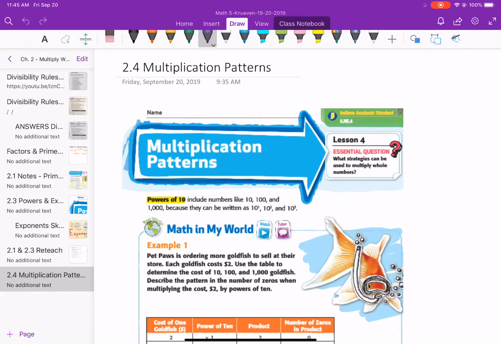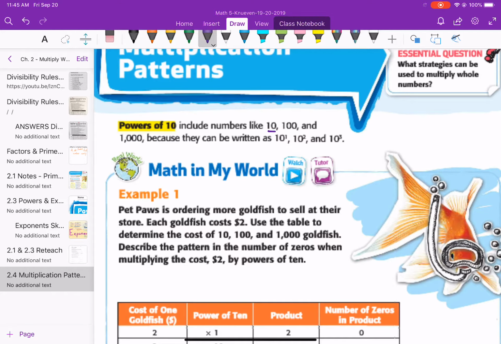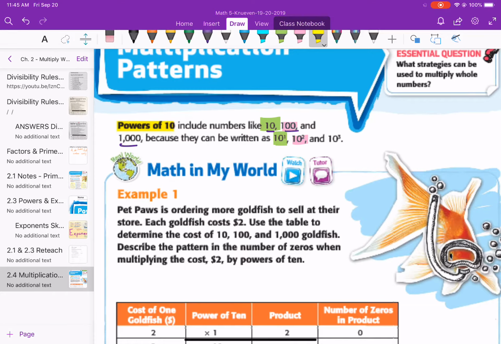All right, in this video, we're going to be talking about multiplication patterns, specifically powers of 10. So powers of 10 would be when we're looking at simply numbers like multiples of 10: 10, 100, 1,000, because we write them as 10 to the first is 10, and 10 to the second power, or 10 squared, would be 100, and 10 cubed is 1,000. So those are our powers of 10.